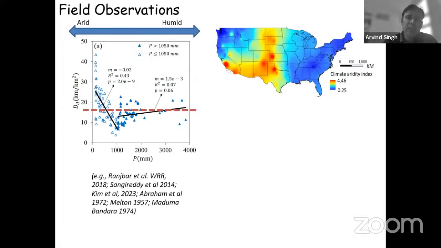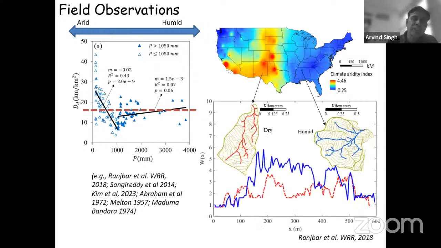So to explore the role of this heterogeneity or side branching in river network complexity, we use the width function. We take two different networks exhibiting the same drainage density, but coming from very different climates, one from a dry climate and the other from a humid climate.